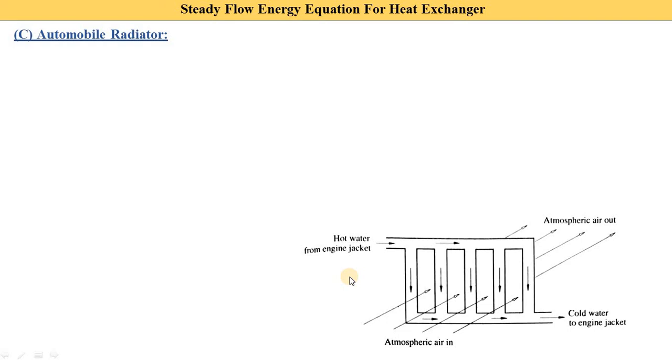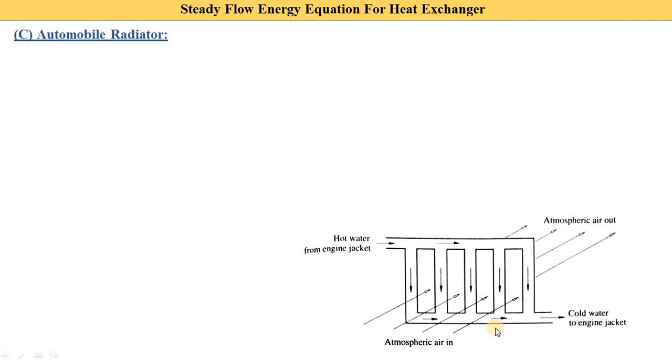Suppose we are not cooling the engine, then the piston will get stuck with the cylinder. That's why cooling is required, and this cooling is done by using water, and we need to cool this hot water, otherwise the engine cannot reject heat. So this hot water comes from the engine jacket and enters the radiator. In the radiator there are a number of tubes, and outside these tubes the atmospheric air is passed. Our car is running at high speed.